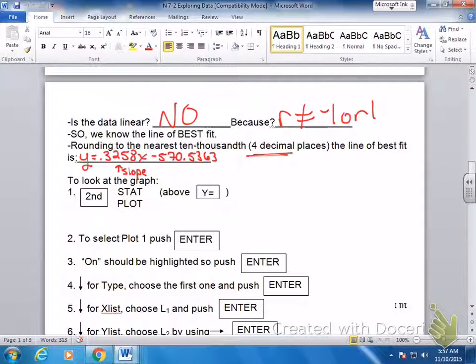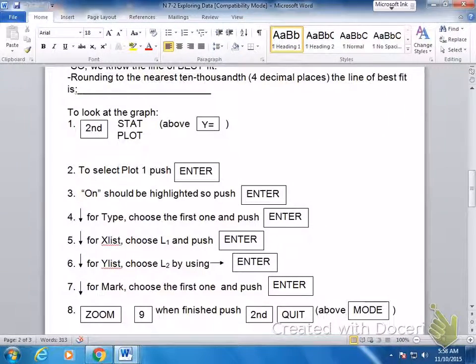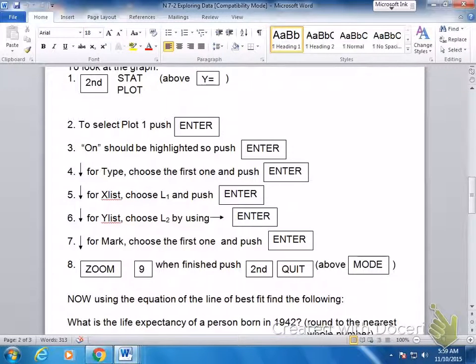Now what we want to do next is look at them in the graph. You've already got these entered into L1 and L2, so there's a few buttons we can push to make it pop up on our graph as well. To look at it first, we need to go to second stat plot. That's the button above the y equals. Once you're in there, select plot 1 and push enter. You want to make sure it's turned on, so highlight on and push enter.